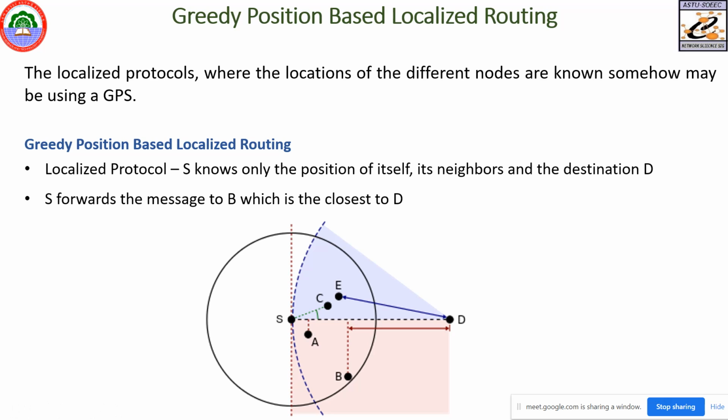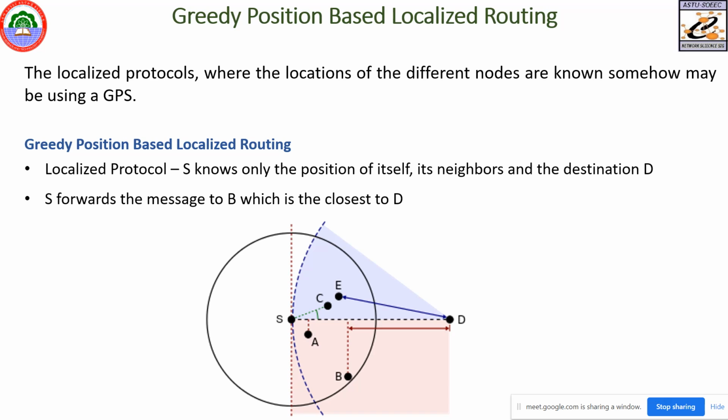So the source node, because it knows the position of itself, as well as the location of A, the location of B and the location of D, after some refreshments it can decide which node has to be used in this particular transmission, node A or node B, to forward this particular message.